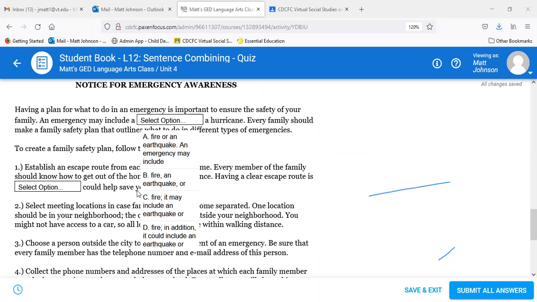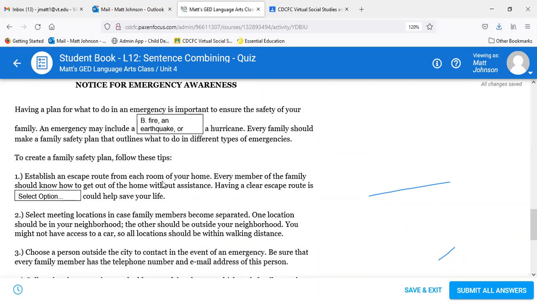So there, for one, it's like, okay, can I eliminate some wordiness, right? Can I boil this down to just the elements? So here, an emergency may include a fire, an earthquake, or a hurricane. So B, every family should make a family safety plan that outlines what to do in different types of emergencies. To create a family safety plan, follow these tips.